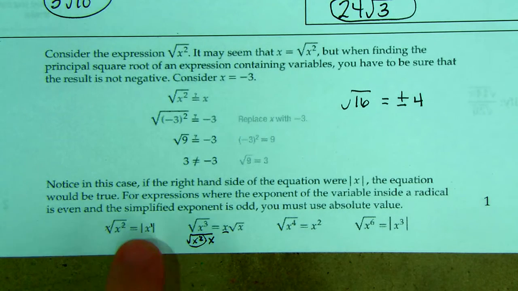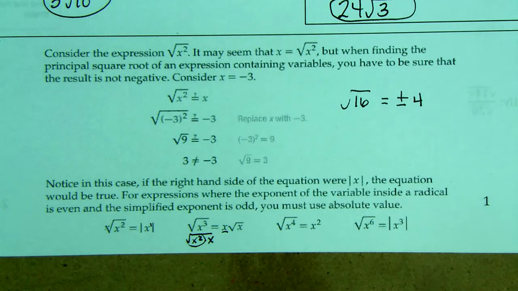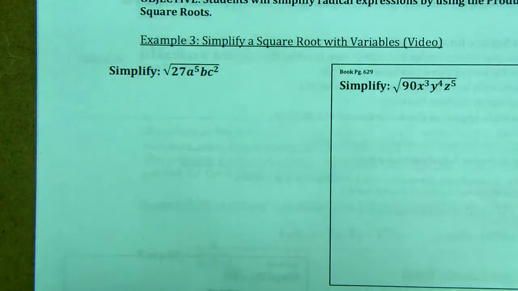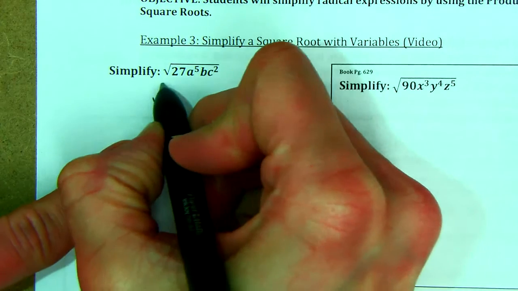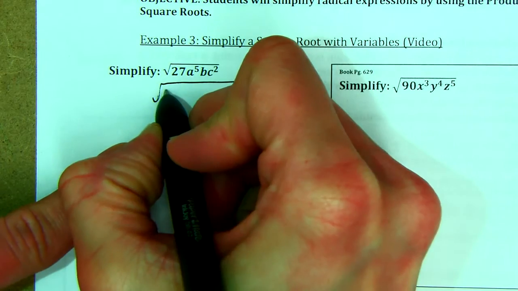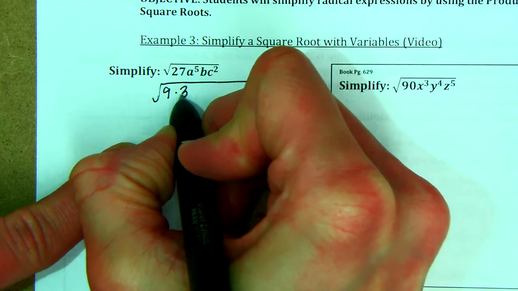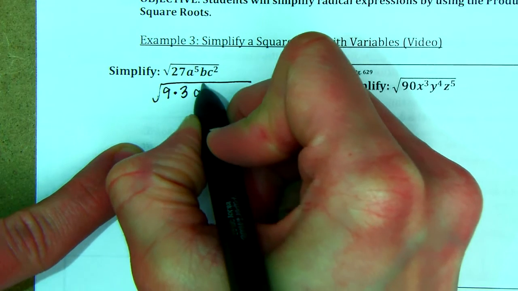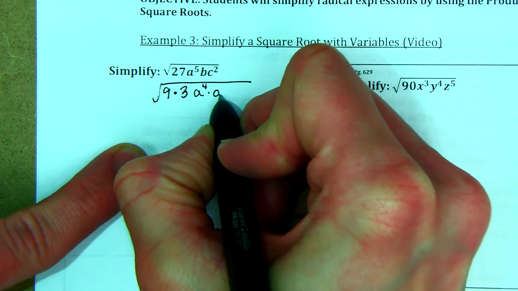So let's flip this baby over. And now we are simplifying not just numbers, but we've got variables in there too. So the first thing to focus on is the 27. Now I know 27 is 9 times 3. And then a to the 5th is a to the 4th and a. And then we have a b, and then we have c squared. Now why did I separate the a to the 4th and a? Well, you'll see in a minute.